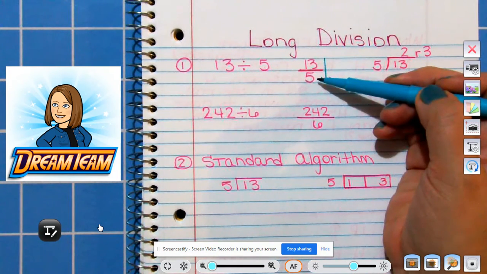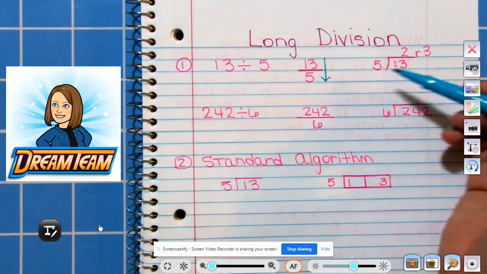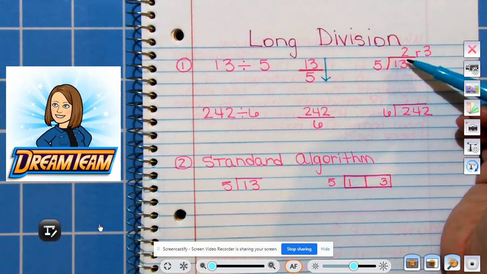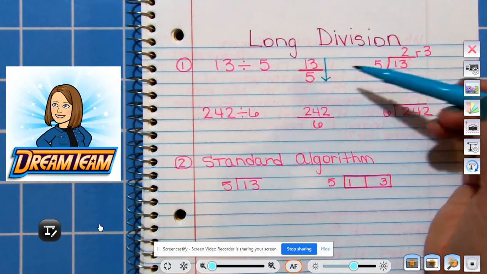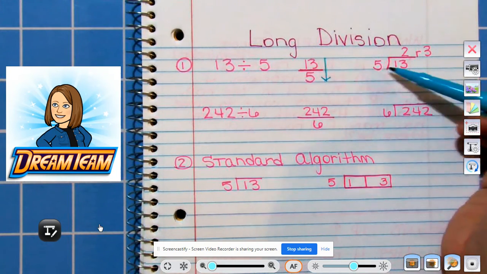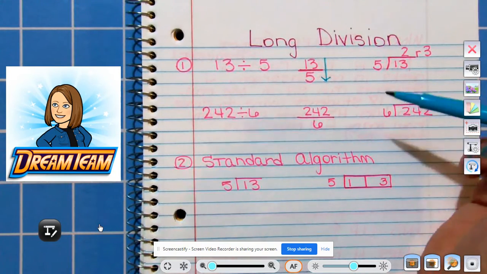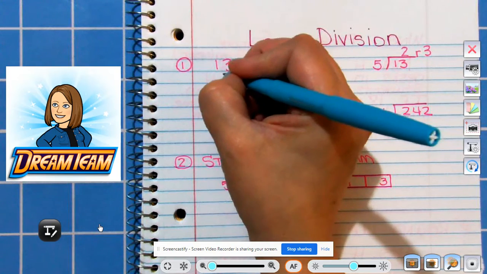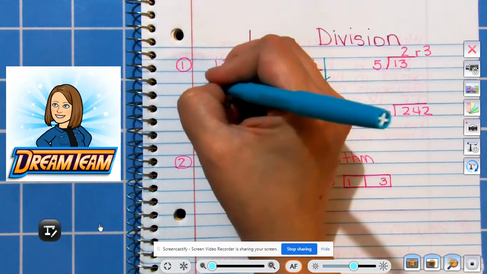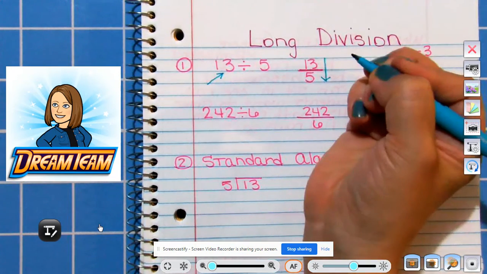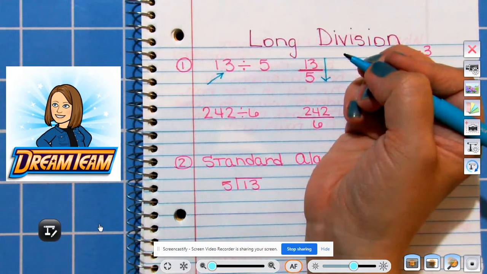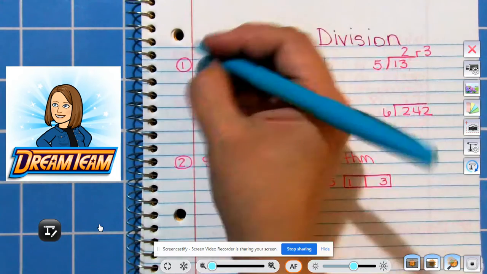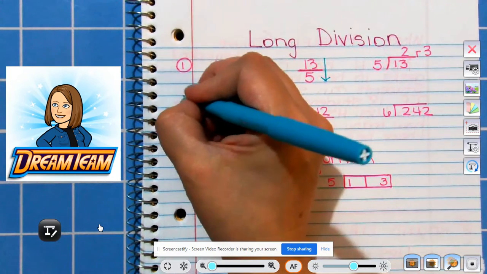13 divided by 5. And then you can see it this way using what we call the division house. And remember, we said if it's on top of the fraction, it goes under the house. All right, so 13 divided by 5. The number that you are dividing up, in this case 13, is being divided up. 13 M&Ms, 13 cookies, $13. It could be anything, but whatever is being divided up is the dividend.